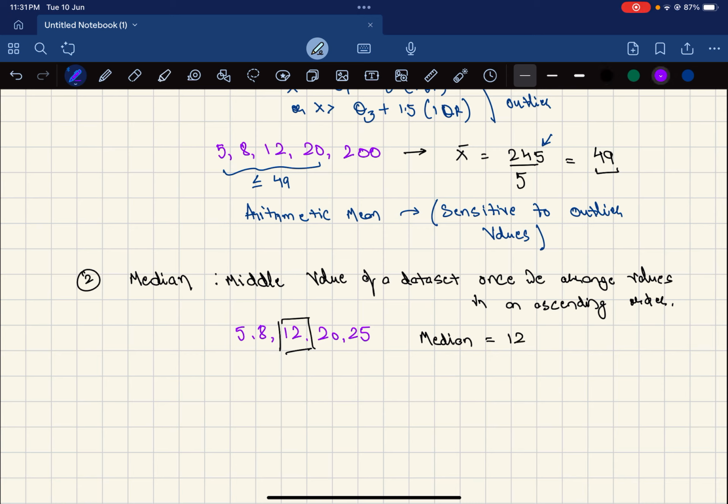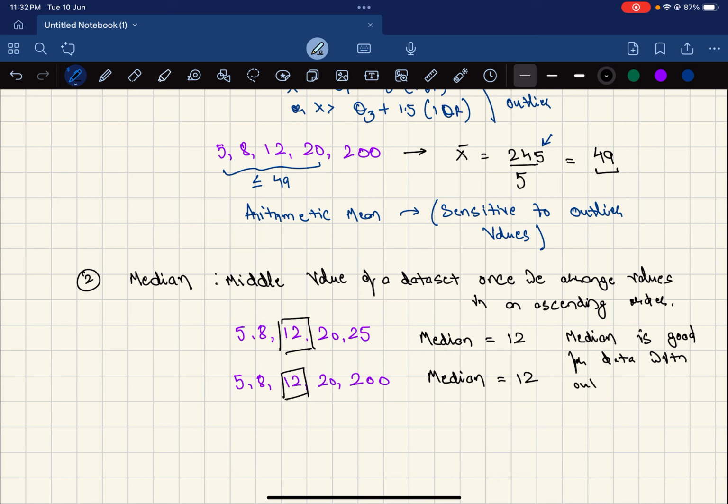Now let us look at another example with an outlier. So 5, 8, 12, 20, let's say 200, and the median still remains 12. Therefore even though we have an extreme value here, the median is unaffected by that extreme value, and therefore the median is good for data with outliers.